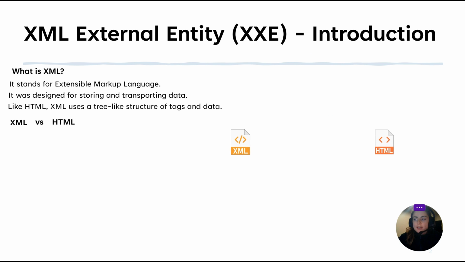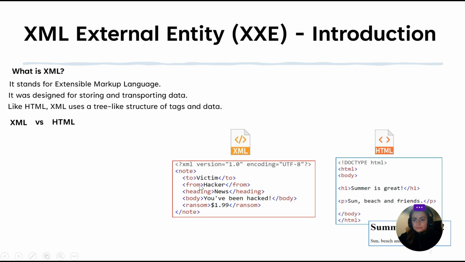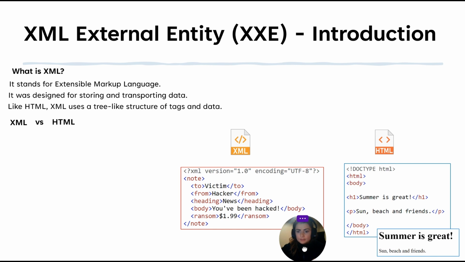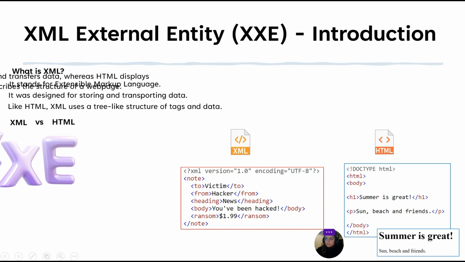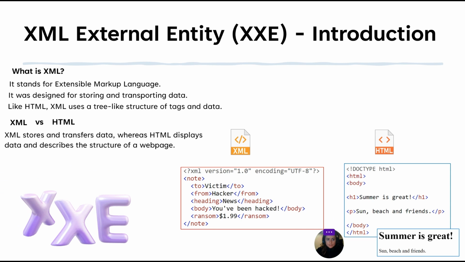So what's the difference between XML and HTML? You can see here, they're pretty much the same. They both have tags. So what is the difference? The difference is that XML stores and transfers data, whereas HTML, which is again a markup language, displays data and describes the structure of a website. So that's why here we can see how the data is displayed.